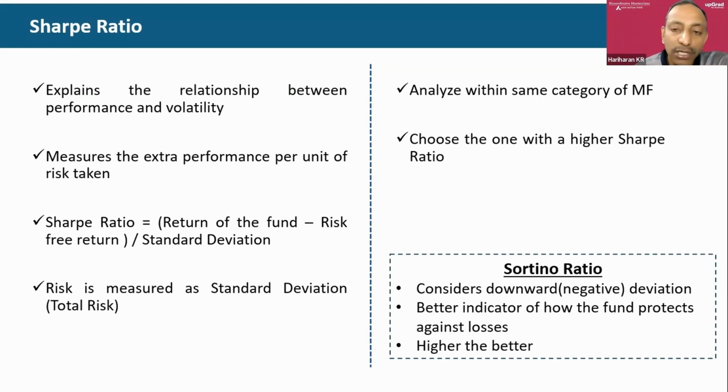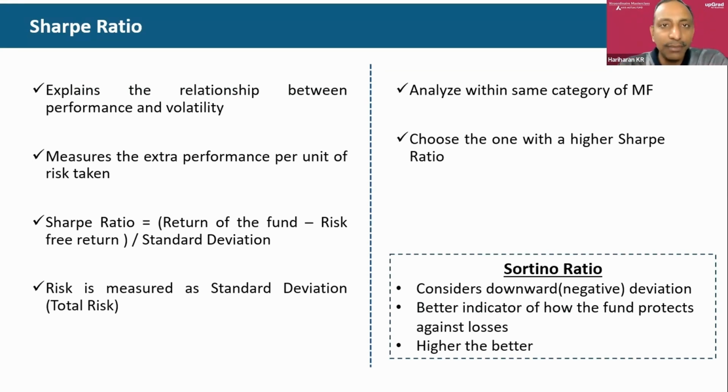So therefore, what Sortino tells us is, how is the fund capable of protecting the losses? Because only the downside values are taken. So is the fund capable of protecting the losses? And therefore, again, higher the Sortino ratio, better it is, which means that in the case of a downward market, this fund is better off in protecting the investment. Okay, so again, Sharpe or Sortino, choose the higher one.